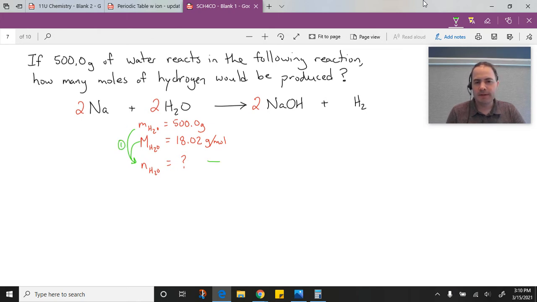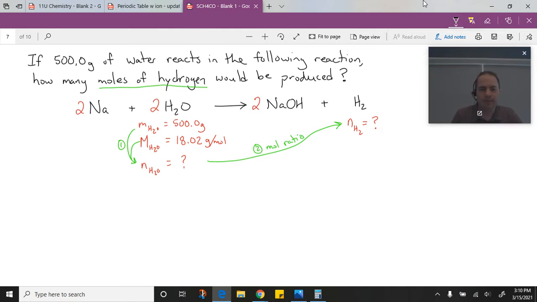Once I have moles of water, that's going to allow me to figure out some information about our hydrogen. And that's where I'll be able to get the moles of hydrogen. So the number of moles of hydrogen is going to come from looking at the ratio, right? That mole ratio. So the second thing I'm going to do is my mole ratio. Once I've done my mole ratio, that gets me from moles of water to moles of hydrogen. And that's what my question is asking for. I want moles of hydrogen. So we will get to that end result. So let's do the first thing, which is to find the moles of water.